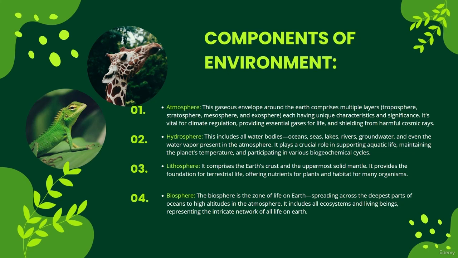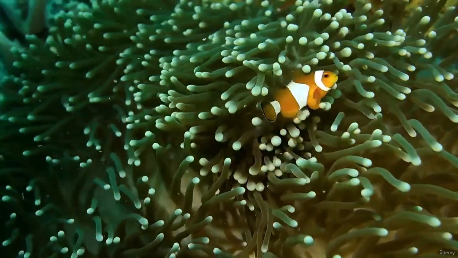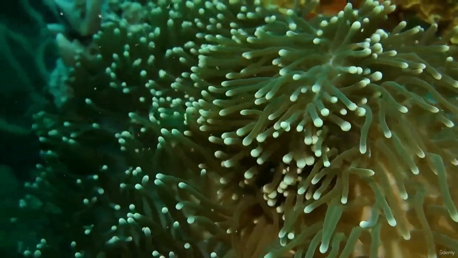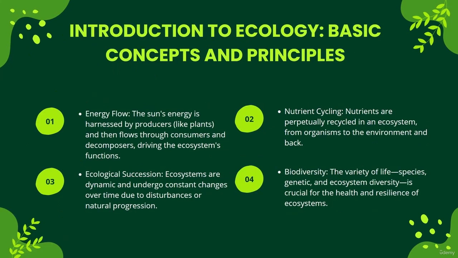Now we understand what is environment, abiotic and biotic components, living and non-living. We also understand the components of environment: atmosphere, that is air; hydrosphere, that is water; lithosphere, that is the place where we stand on Earth, and the plants grow; and biosphere, everything that has the living part, which is above and below the sea level. Now, what is energy flow?